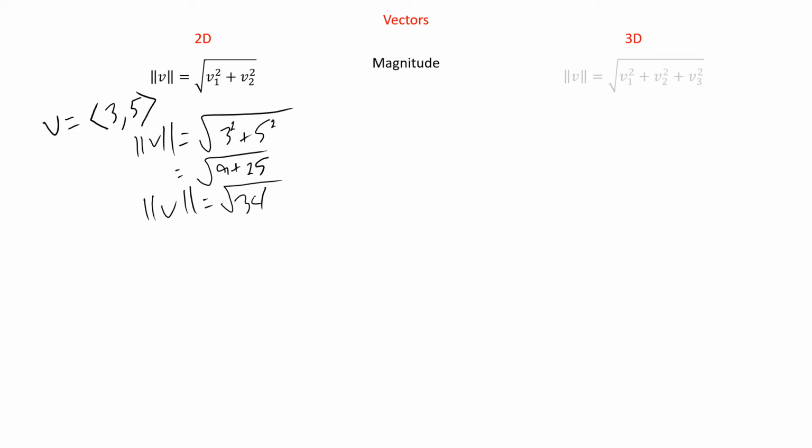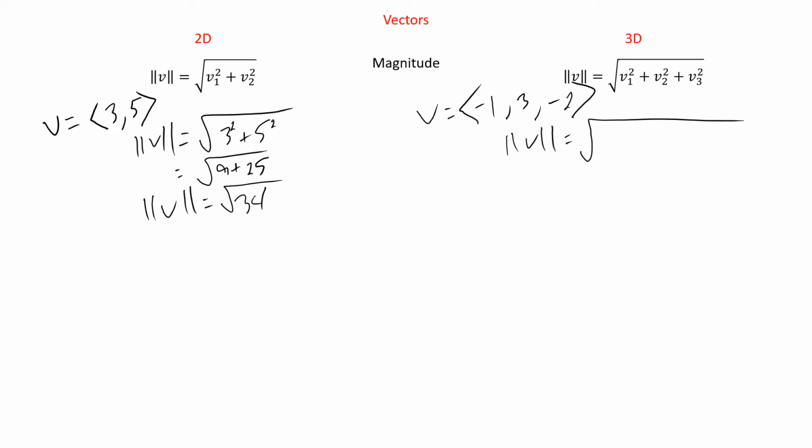Same thing for 3 dimensions, except we have 3 pieces to it. So if we have our vector is <-1, 3, -2>, the magnitude is going to be the square root of -1 squared plus 3 squared plus -2 squared. Now remember, when you're doing this, the negatives aren't going to be a factor because when you square them, they will be positive.